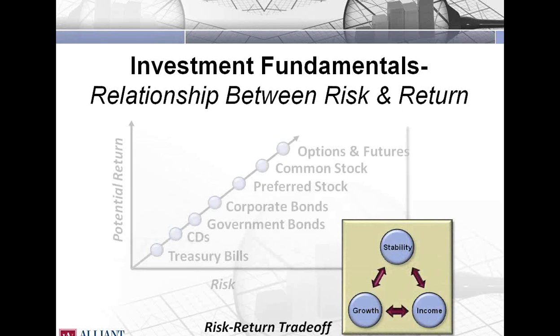As much as we would like it, we can't have it all. There is a relationship between growth, income, and the stability of our investments. And when we move closer to one, we automatically move away from another. This is a dilemma that all investors face. The key is to try to maximize returns at a level of risk that you're comfortable with.